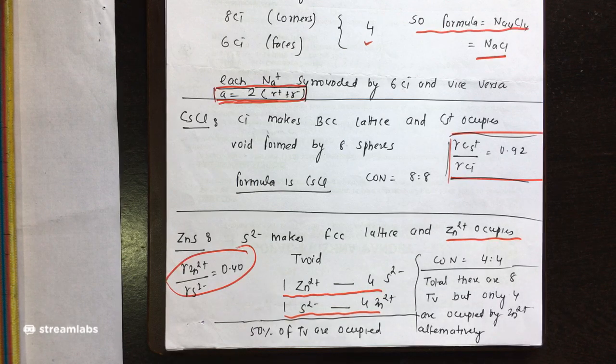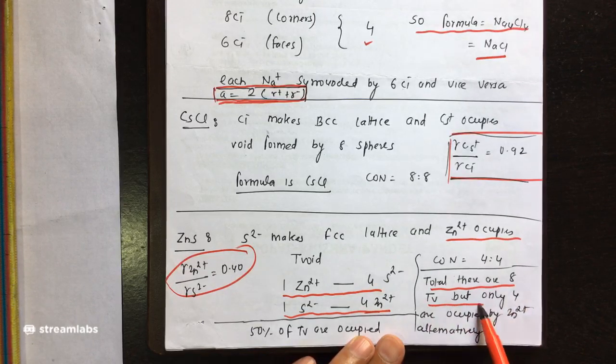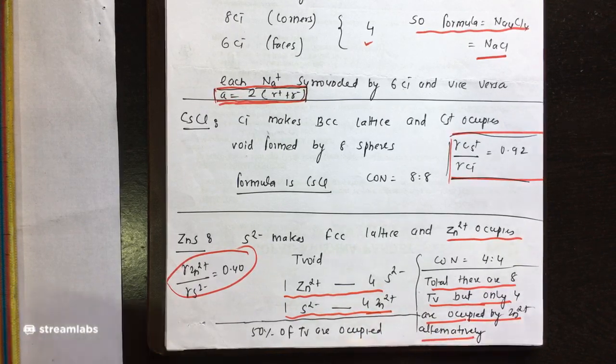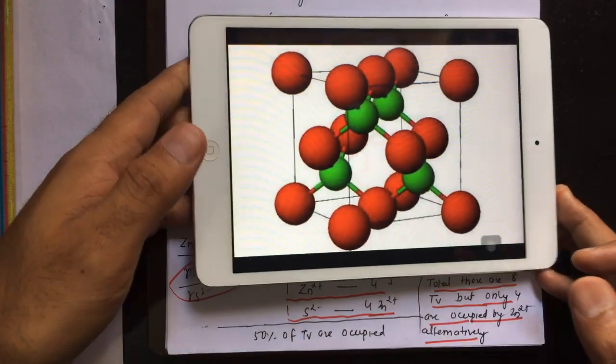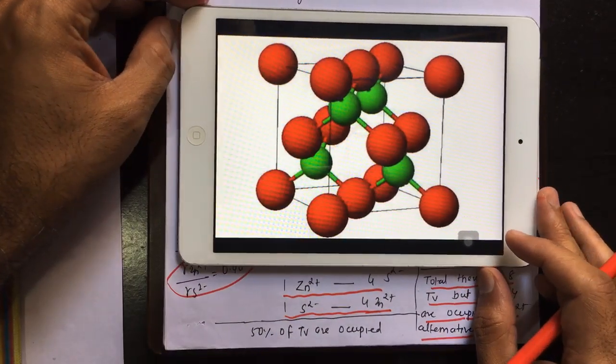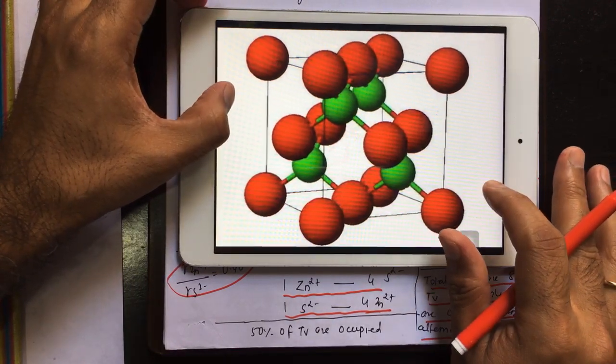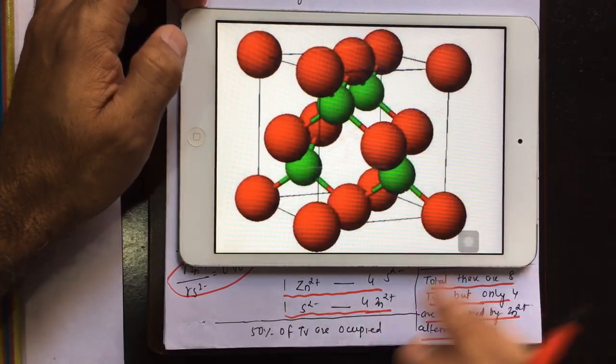But dear students, how many tetrahedral voids are there total? 8. But how many zinc ions are there total? 4. What it means? That total there are 8 tetrahedral voids, but only 4 are occupied by zinc ion alternatively. So 50% is occupied and 50% is unoccupied. That is what it will ask in the examination. So this is how the arrangement of, if you can see, this is nothing but ZnS.